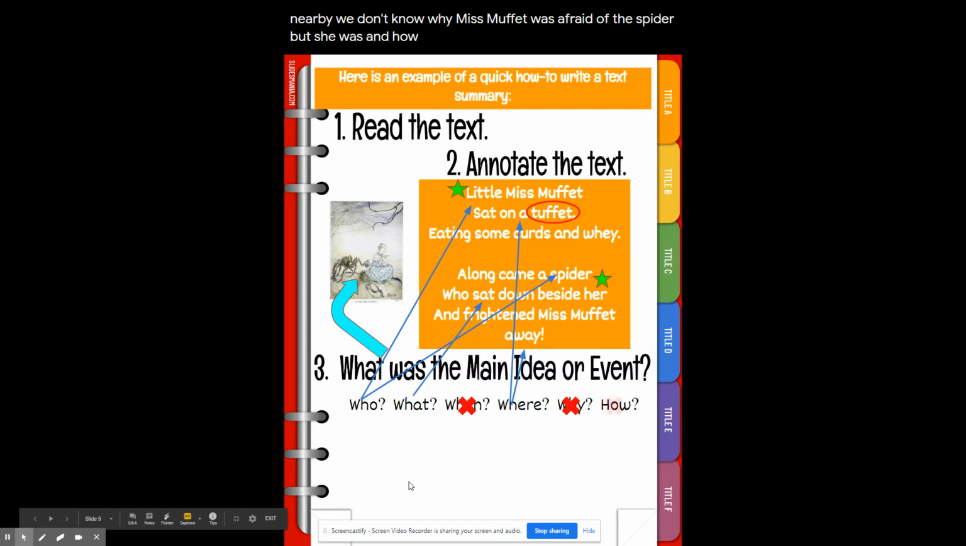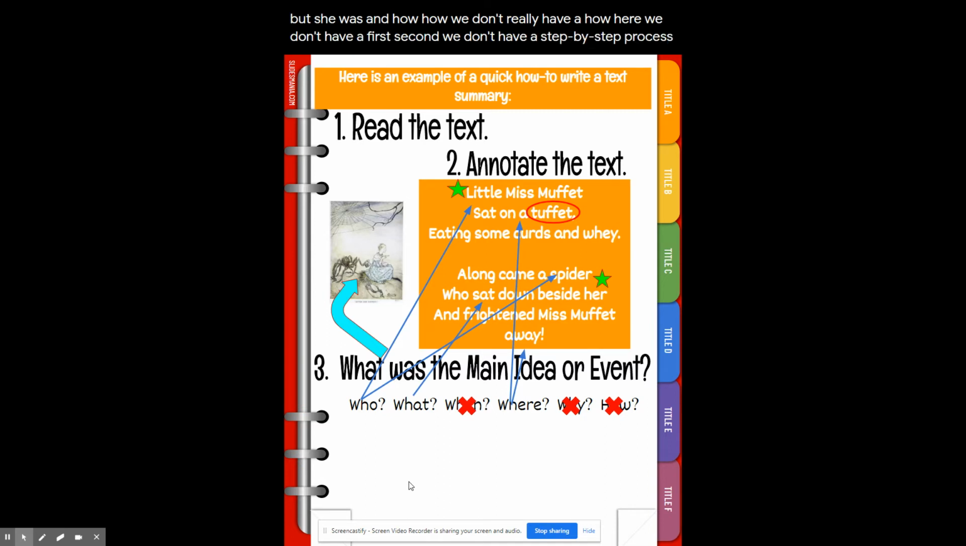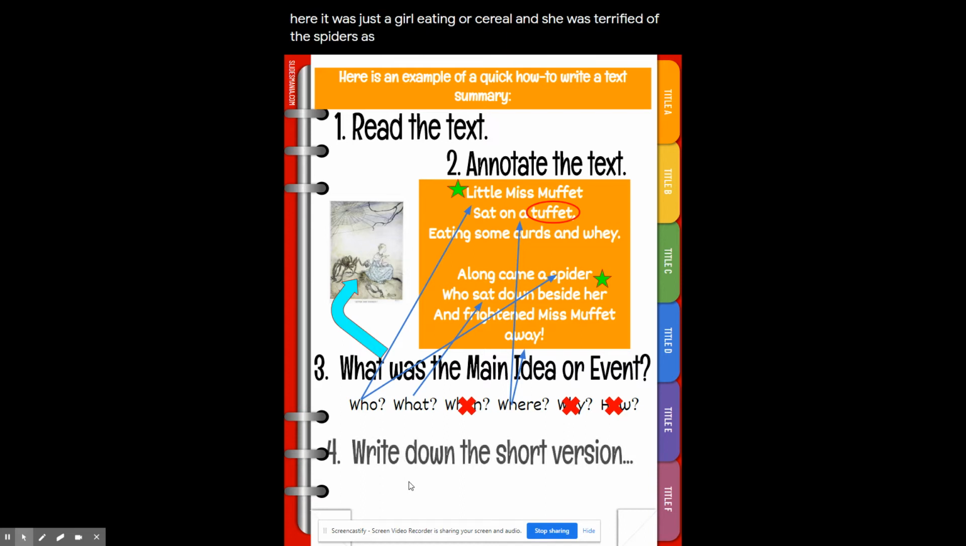And how? We don't really have a how here. We don't have a first, second. We don't have a step-by-step process here. It was just a girl eating her cereal, and she was terrified of the spiders as she ran away.